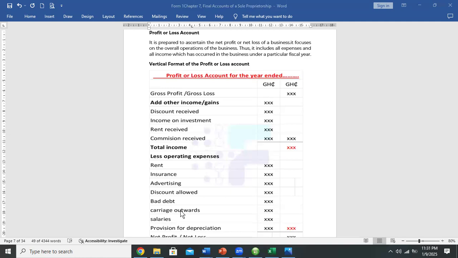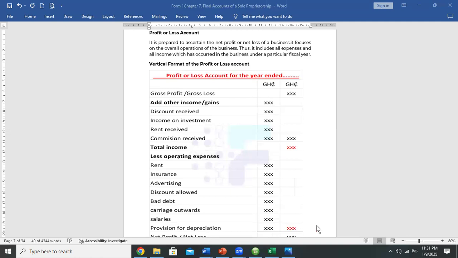Then you have carriage outwards. Carriage outwards is the same as delivery expenses. When you are delivering goods to your customers, the cost you incur is a carriage outwards expense. Then you have salaries, you have provision for depreciation.